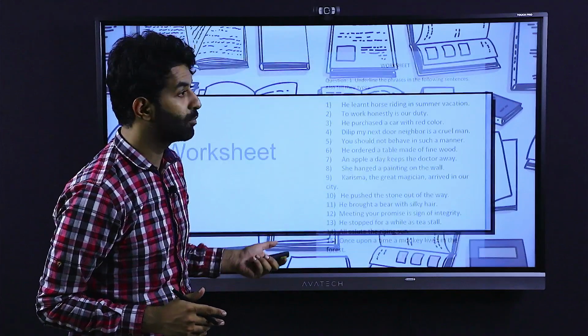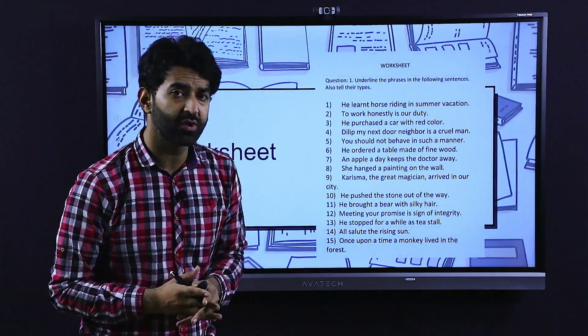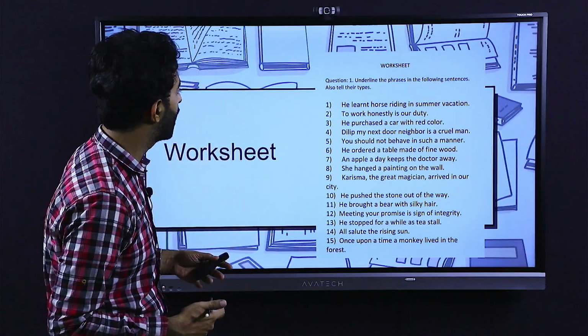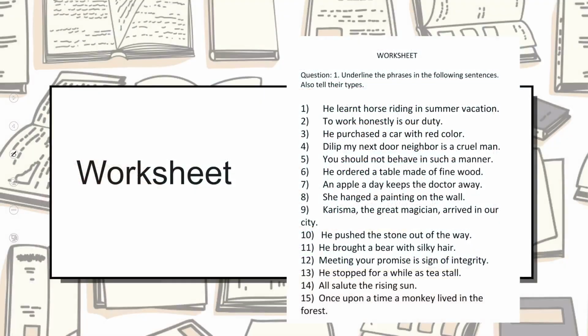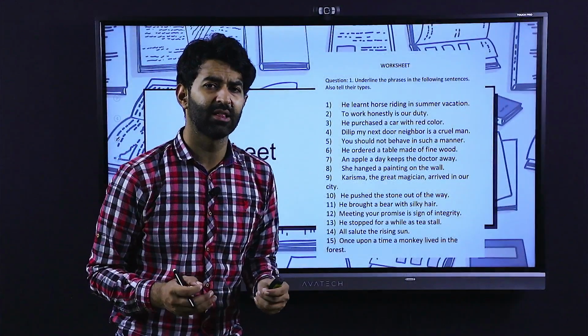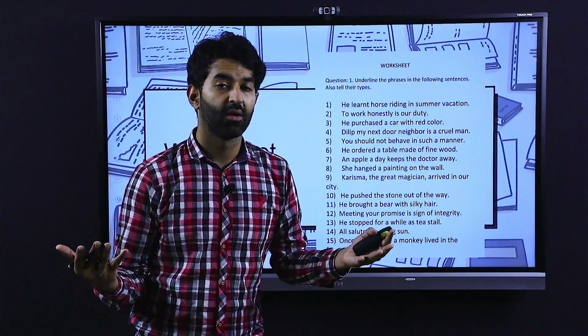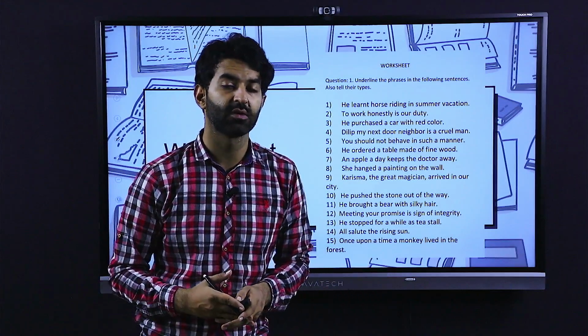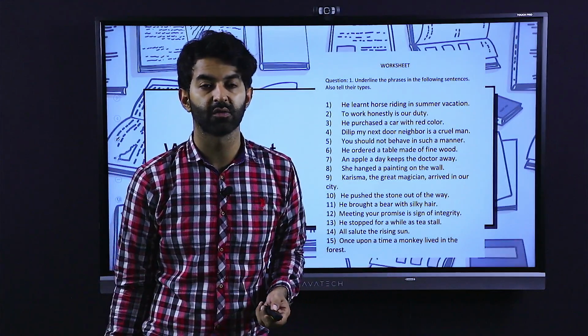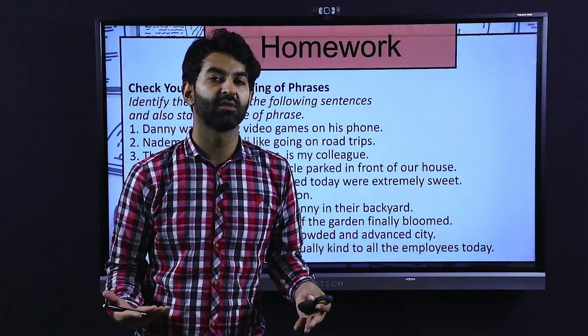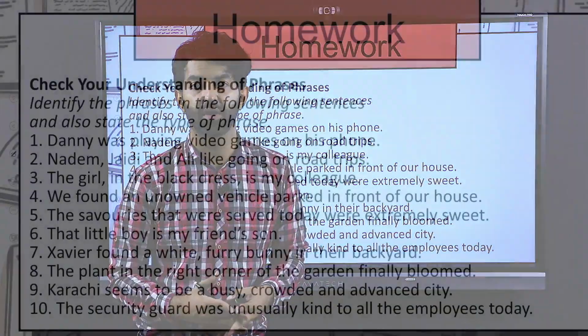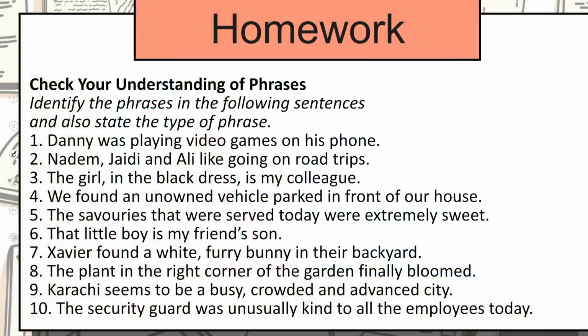You can watch this simulation video later on. It's very interesting, so watch it and learn more about it. The worksheet will be shared with you, students. You have to underline the phrases in the following sentences and also tell their types. What kind of phrases are they? Are they noun phrases, adjectival phrases, adverbial phrases, or prepositional phrases? Now, noun phrases we will cover in some other lesson, or maybe we have covered them in the previous grade. These are phrases that have nouns. They're very simple. You can identify them.